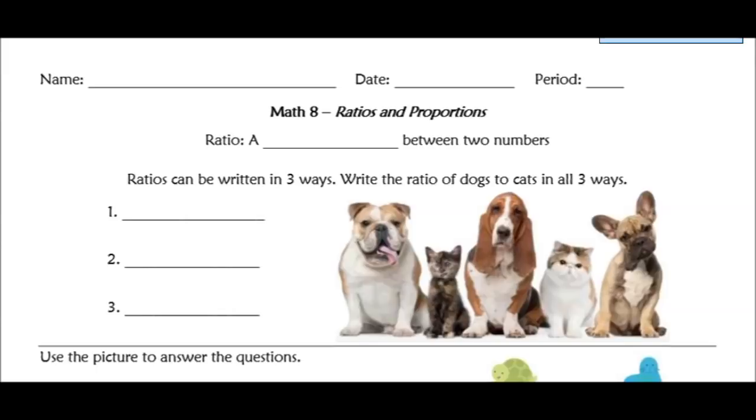So a ratio is a comparison between two numbers. And we can see that in three different ways. So in these three problems, we're really just writing the ratio of dogs to cats in all three different ways that we can see this. So there's 3 dogs, 2 cats. That's a ratio of 3 to 2.